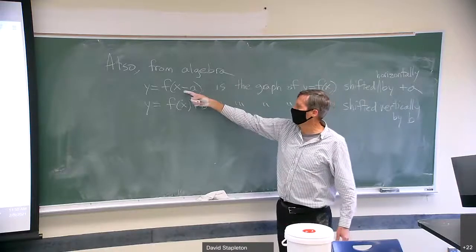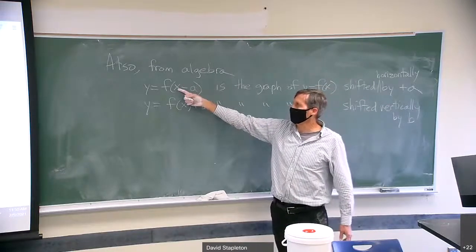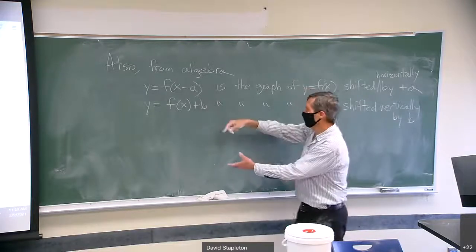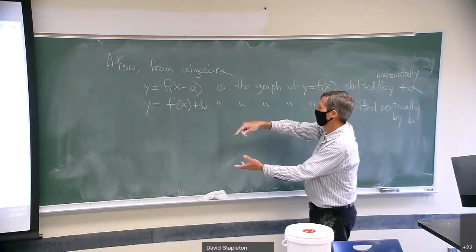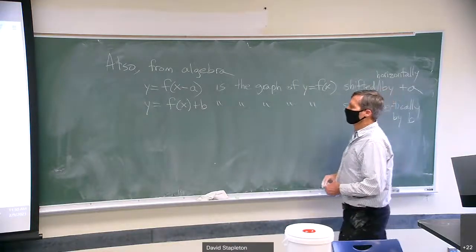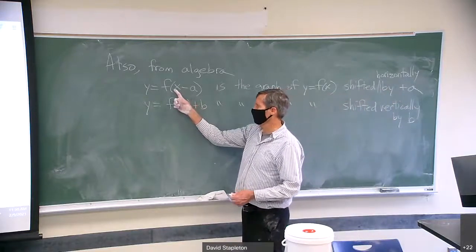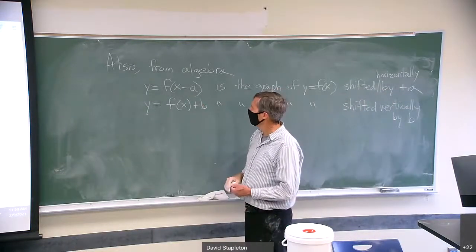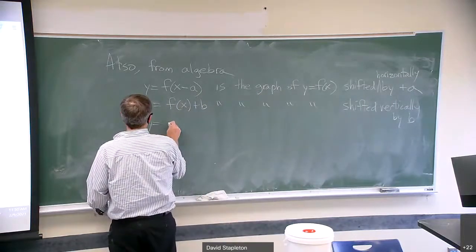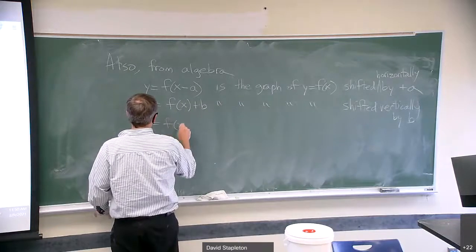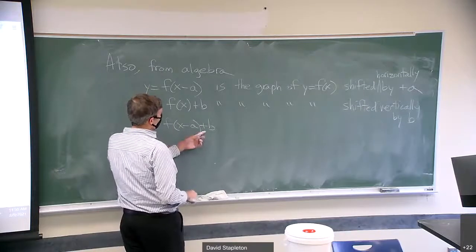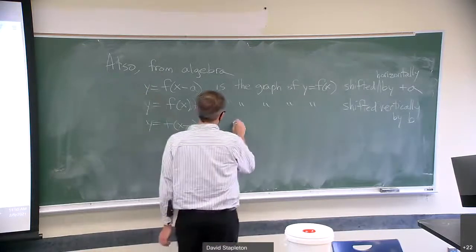This one, if you subtract it, then x only has to be a units less to get the same y, so that moves it over a, right? Well, it used to be that f of 0 is some number, now f of 2 is that number, if a is 2, right? And then y equals f of x minus a plus b does both. It shifts it horizontally by a and vertically by b.